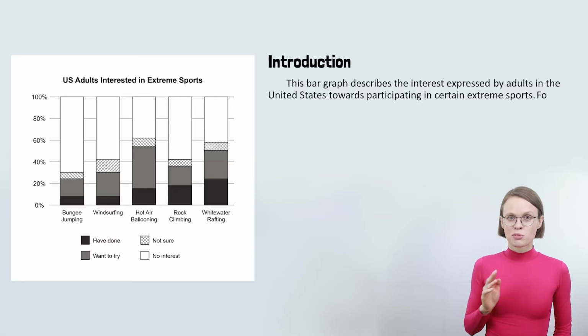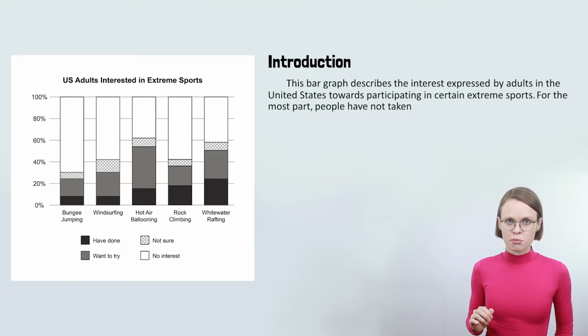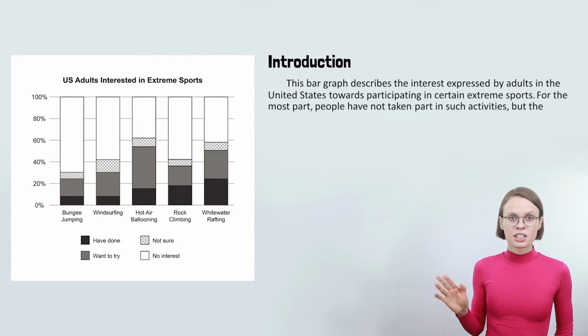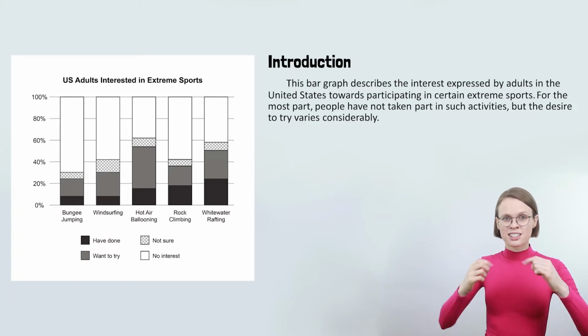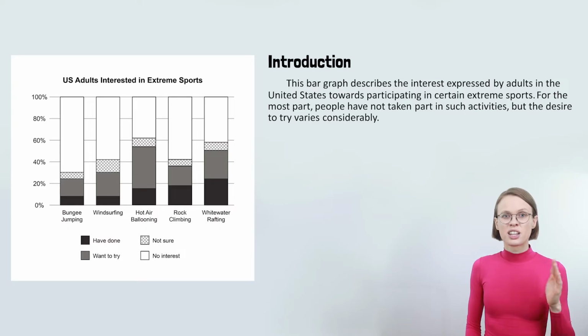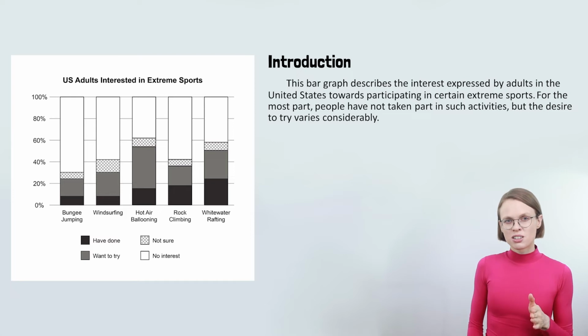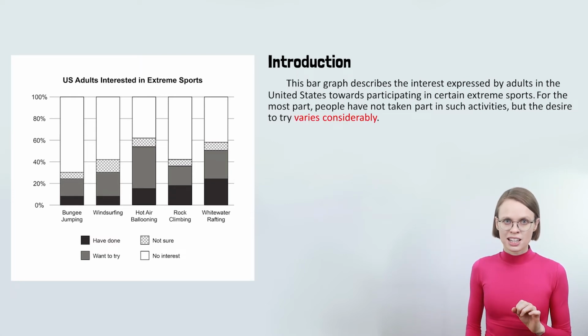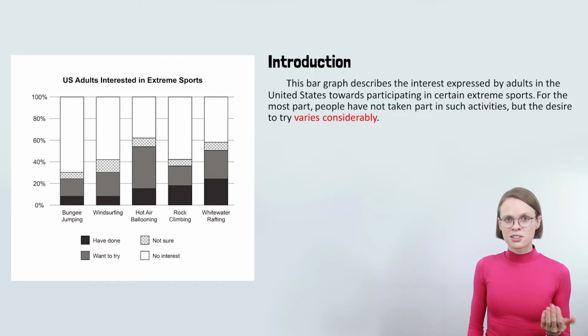Here's my sentence. "For the most part, people have not taken part in such activities, but the desire to try varies considerably." I show two contrasting ideas from the graph, something that is similar and something that is different. "Desire to try" is an awesome phrase because it includes wanting to try and not wanting to try. That way, I don't have to go into a lot of detail in the introduction about levels of wanting to try. I also use the words "varies considerably" to show off my vocabulary and grammar skills.